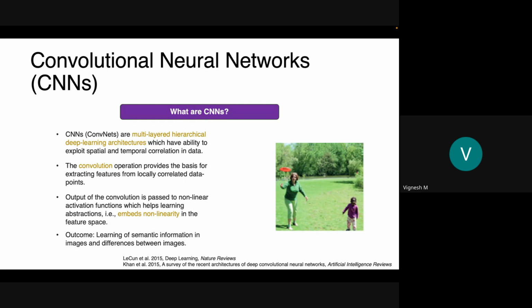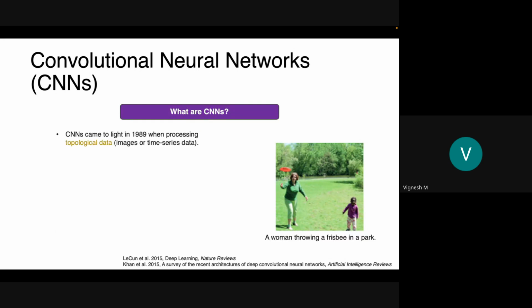We'll take more questions as they come, but let's talk a little bit about the history, very quickly, because around the 1990s is when we saw CNNs come to light. In fact, LeCun was the first person to talk about CNNs, because they applied it to some topological data, be it images or time series, and showed some performance boost.